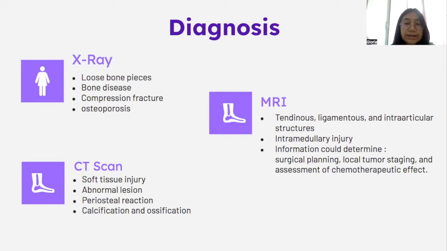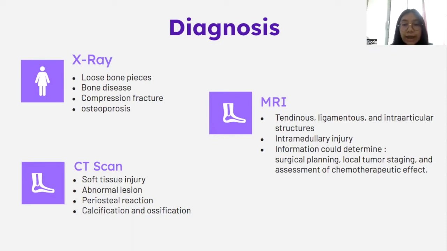Plain radiographs or X-ray can detect loose bony pieces and other bone diseases, including compression fracture or osteoporosis of the bone. Through X-ray, the healing process of the fracture can be assessed, including callus formation, elimination of fracture line, and other fracture union process. Next is CT scan, which provides more information of the bone and the involvement of the surrounding structure, including soft tissue injury and abnormal lesions, which are indistinct if viewed by plain radiographs. Matrix mineralization, destruction, cortical scalloping, periosteal reaction, calcification, and ossification can also be visualized clearly by CT scan.